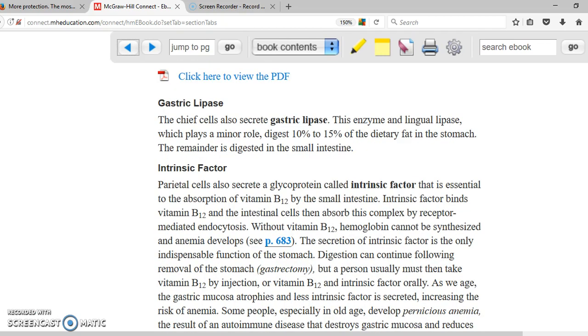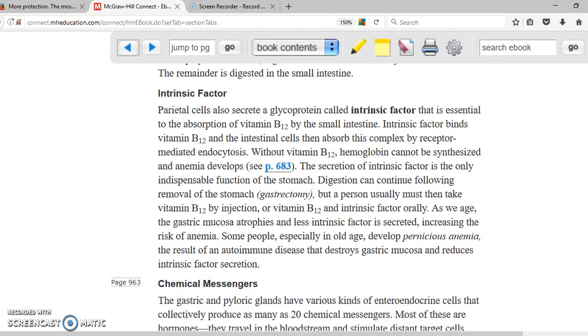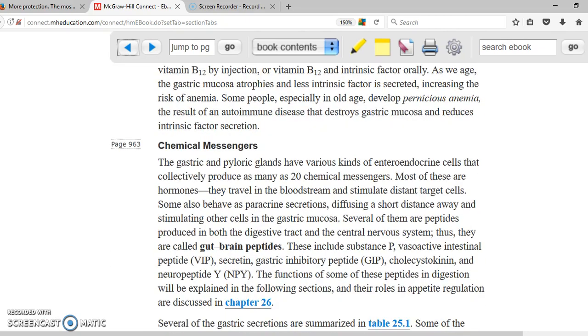Intrinsic factor, parietal cells produce intrinsic factor. Intrinsic factor is very important because it's going to help us absorb vitamin B12 at the level of the small intestine. If we don't have B12, then we're going to end up with anemia. So it's very important for you to remember that vitamin B12 is necessary in order to avoid anemia, because vitamin B12 is necessary in order to produce hemoglobin.